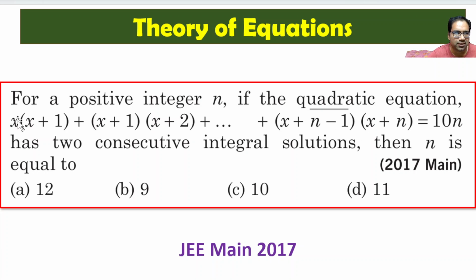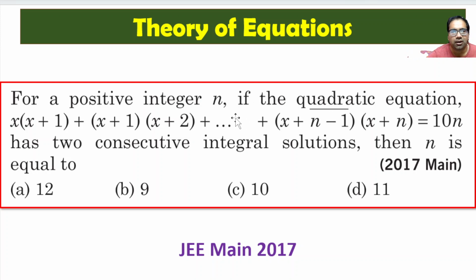Right. For example, this is x square plus x. This is x square plus 3x plus 2. And the next one would be x square plus 5x plus 2 into 3, that is 6. Likewise. So we have n quadratic equations. Basically, n pairs here. Each pair will give a quadratic equation. So in total we have n quadratic equations.